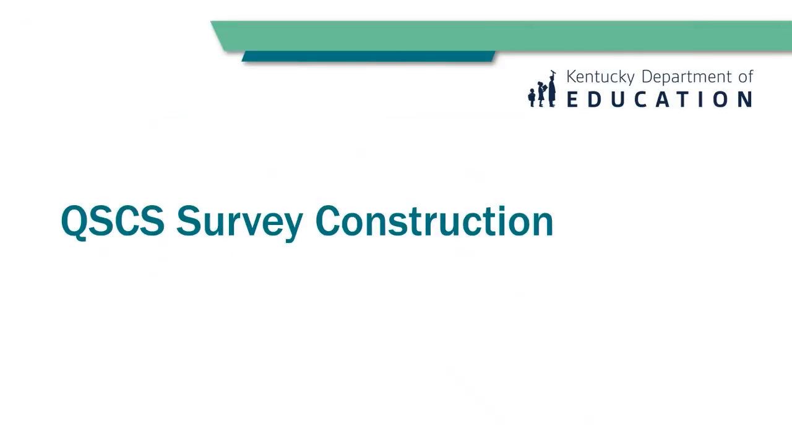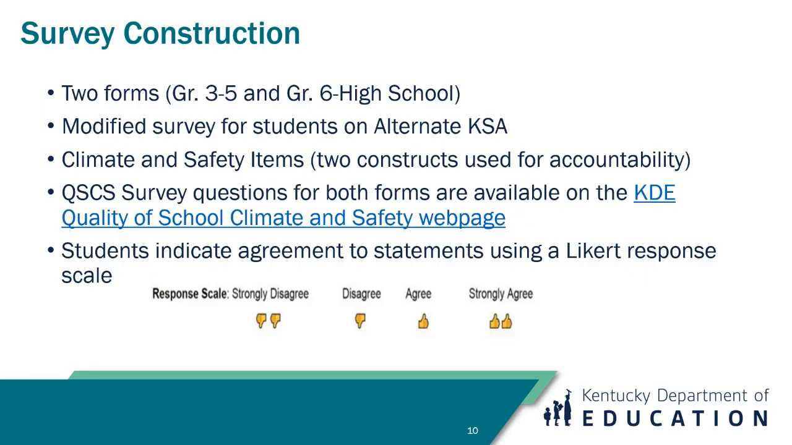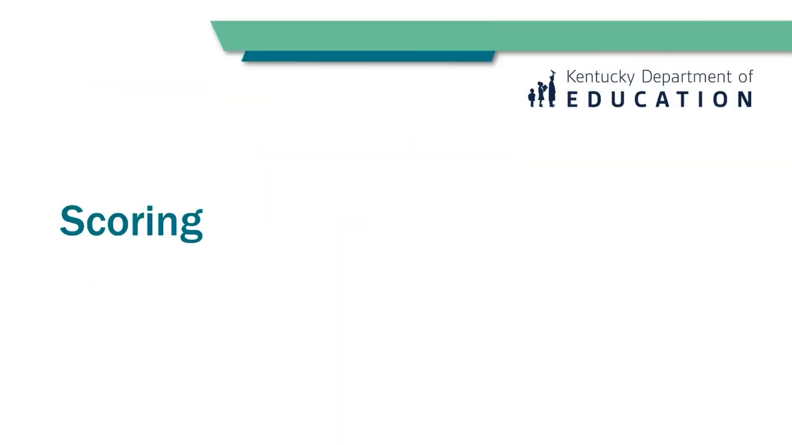How was the QSCS survey constructed? There are 2 forms, one for grades 3 through 5 and one for grades 6 through high school. Generally, students in grades 9 and 12 do not take state assessments. They will also not take the Quality of School Climate and Safety Survey. There is a modified version available for students on the alternate assessment. There are 2 constructs related to climate and safety, and students use a Likert response scale to indicate their agreement to statements. Copies of the survey questions for all forms and versions are available on the KDE Quality of School Climate and Safety webpage.